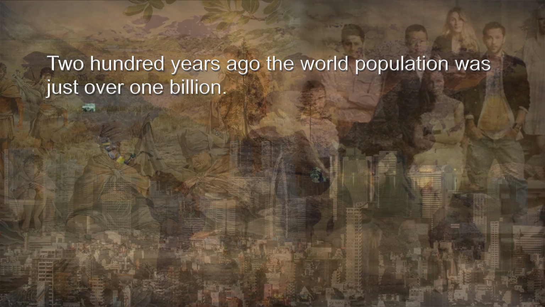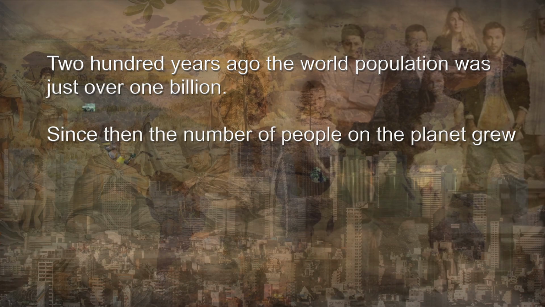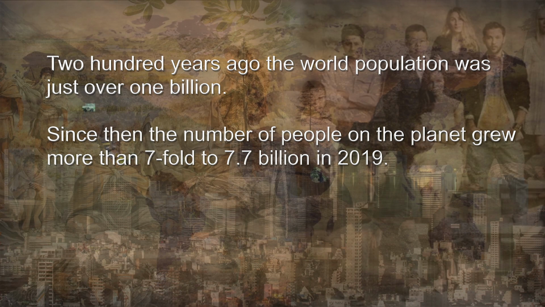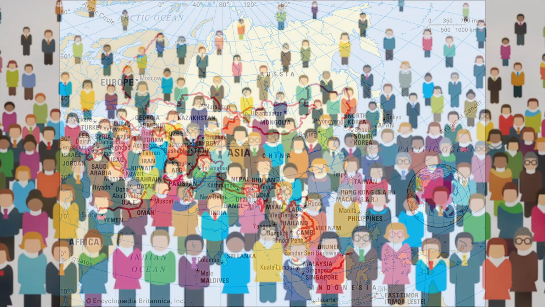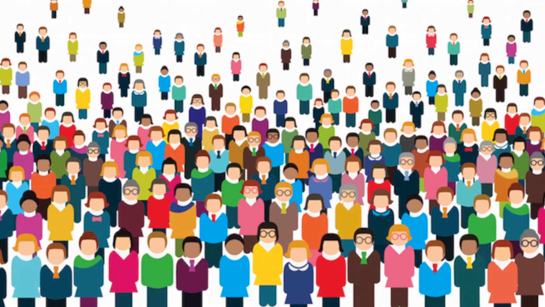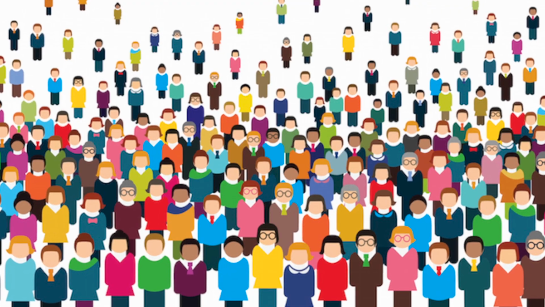200 years ago, the world population was just over 1 billion. Since then, the number of people on the planet grew more than 7-fold to 7.7 billion in 2019. How is the world population distributed across regions, and how did it change over this period of rapid global growth? Most people have always lived in Asia. Today it is 60%. 200 years ago it was 68%.